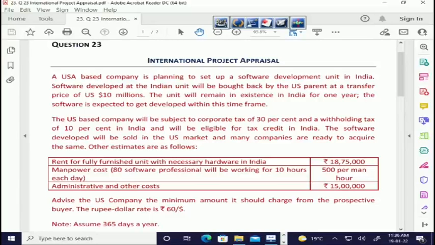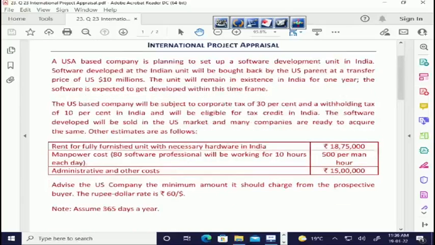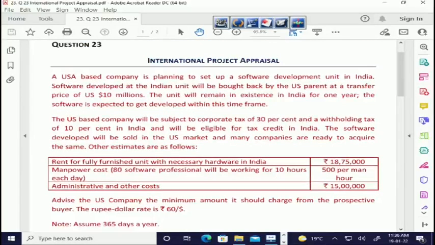So the rent for fully furnished service 18,75,000. The manpower cost: 80 professionals, 10 hours per day, 500 per man hour for 365 days. Administrative other costs. These are the 3 costs that will be incurred. Plus we have to pay corporate tax, we have to pay withholding tax. Advise the US company the minimum amount it should charge from the prospective buyer. What amount should we charge? The rupee dollar exchange rate is 60 per dollar. Assume 365 days a year.